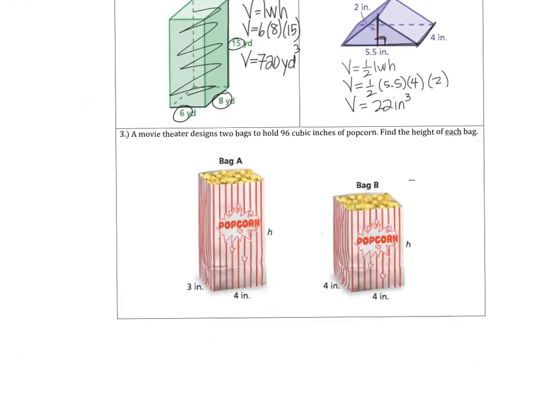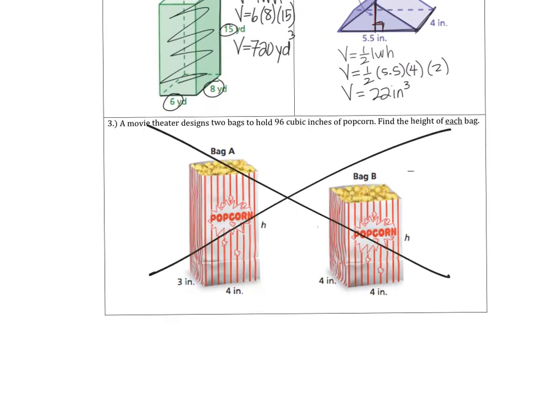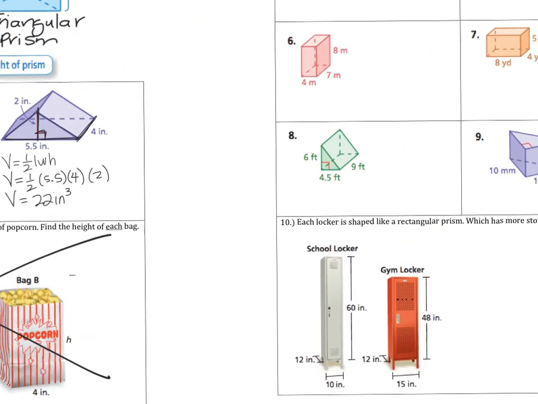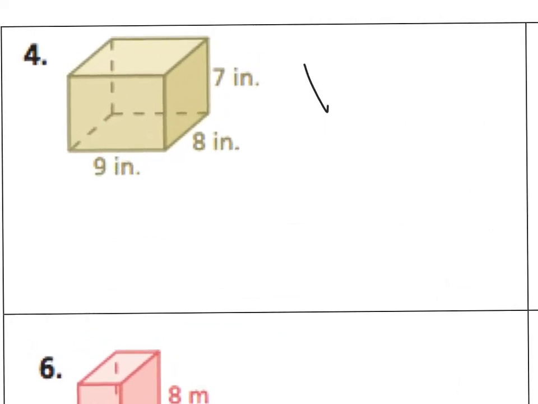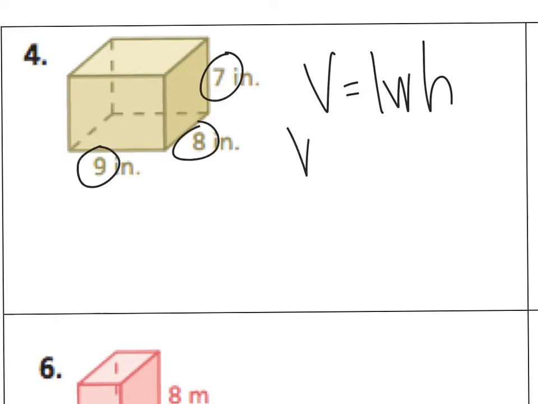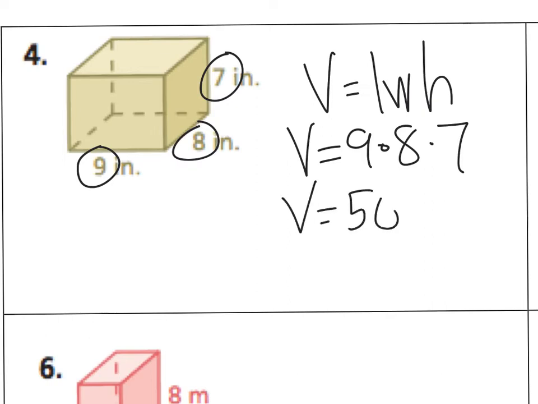Okay? So now the next question, I want you to skip it for now. We're not going to talk this week about how to find a missing side. Okay, so don't worry about number 3. All right, number 4, is that a triangle or rectangle? Okay, so it's a rectangle, so it's just LWH. So it's 9 times 8 times 7. So in my calculator, I'm going to multiply those, and I'm going to get 504. So I'm going to label it inches cubed.